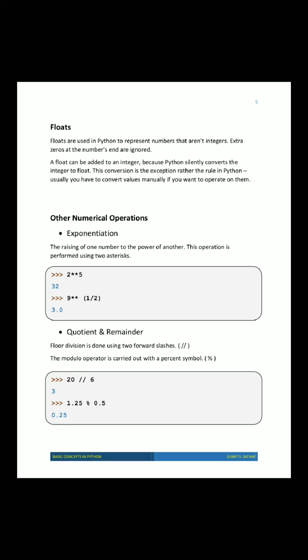The next example is showing the modulo operator, like 1.25 modulo 0.5. So it is going to show the remainder as 0.25. You can calculate this without removing the fractional part. Simply provide this number 1.25, try to divide by 0.5, and the remainder is 0.25.